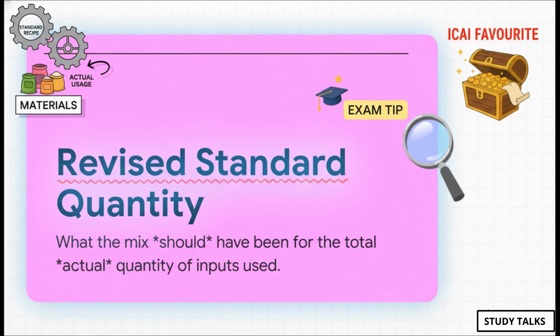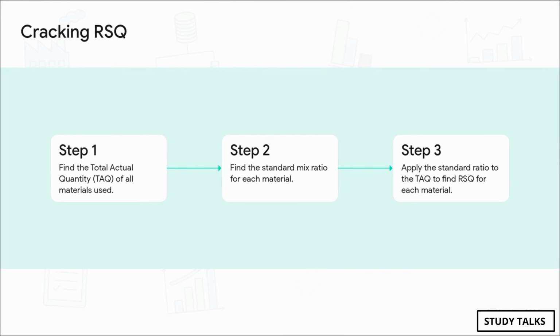It's called the revised standard quantity, or RSQ. All it does is answer one simple question. Based on the total amount of materials we actually used, what should the mix have looked like if we just stuck to the original recipe? Now, don't let the name intimidate you. Cracking RSQ is actually really easy if you just follow this simple 3-step process every single time.